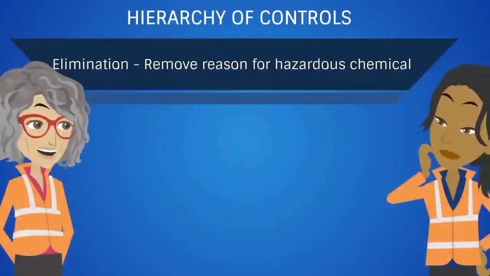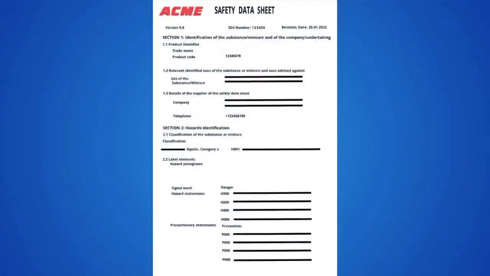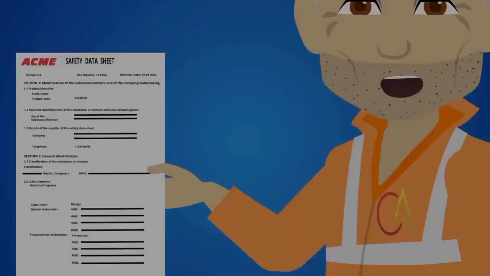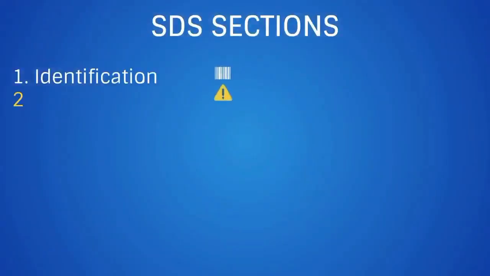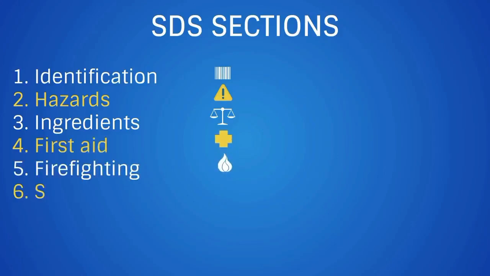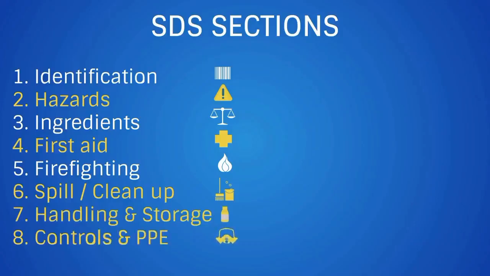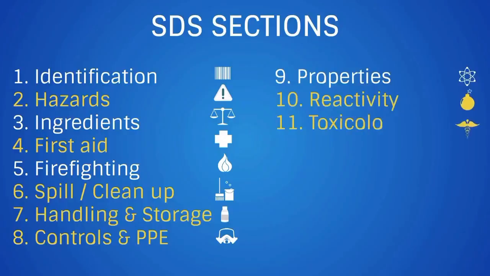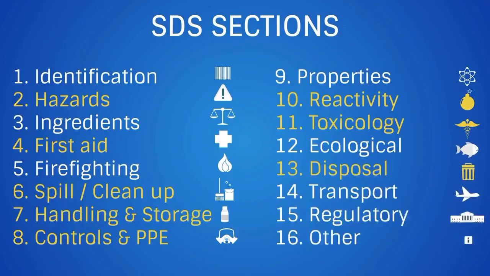Before using hazardous chemicals, be sure to apply the hierarchy of controls. All chemicals used must have the supplier's safety data sheet, or SDS. The SDS is comprised of 16 sections. This includes Section 2, Hazards, Section 4, First Aid, Section 6, Spill Cleanup, Section 7, Handling and Storage, Section 8, Controls and PPE, Section 10, Reactivity, Section 11, Toxicology, and Section 13, Disposal.